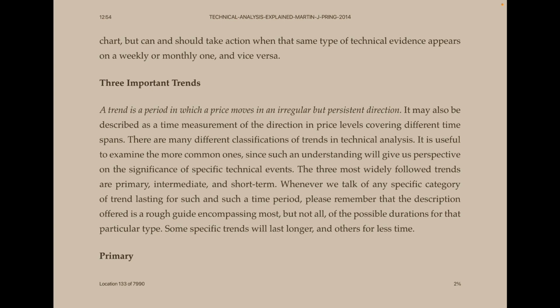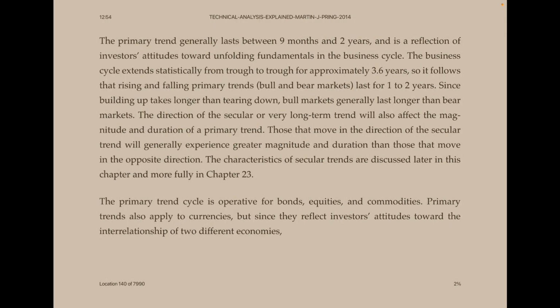Whenever we talk of any specific category of trend lasting for such and such a time period, please remember that the description offered is a rough guide encompassing most, but not all, of the possible durations for that particular type. Some specific trends will last longer and others for less time. Primary. The primary trend generally lasts between 9 months and 2 years and is a reflection of investors' attitudes towards unfolding fundamentals in the business cycle.